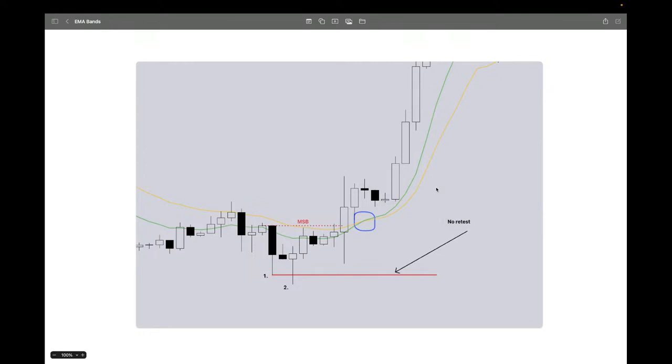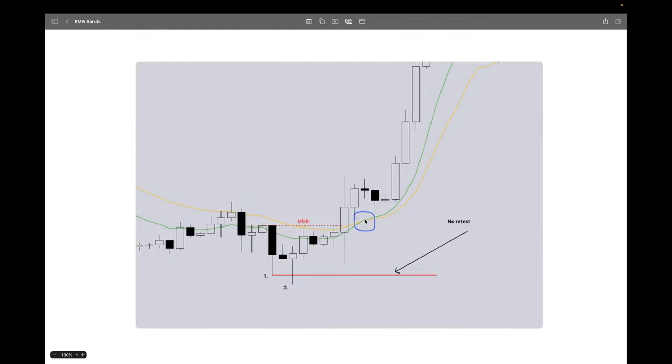So, what is the strat? 1. Your fast EMA must cross your slow EMA. Okay? Meaning, your green must cross your yellow, and in this instance it's a bullish one, so we want green to cross above the yellow. That is now a market structure break, not a market structure break, that is now a bullish 1221 EMA cross.